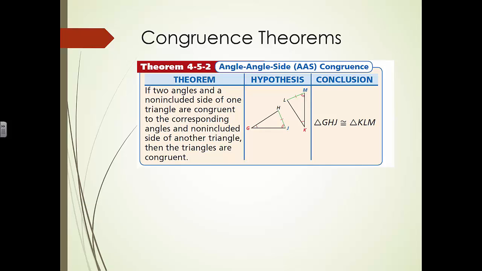So here's what we mean by non-included side. In this particular triangle, we've got angle G and angle J. They're congruent to angle K and angle M. Now the side that we have congruent in this case is HJ, and the other side is LM. Notice that those sides are not between the two angles. So that means we would say angle-angle-side, because the side is not included between the two angles. So this is the angle-angle-side congruence theorem, and it's a theorem, which means we could prove that it was true.